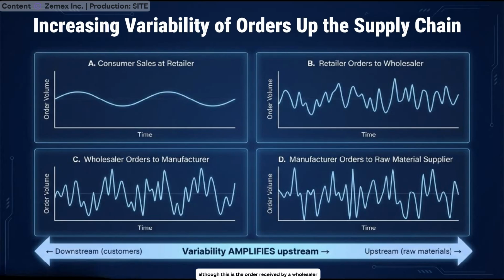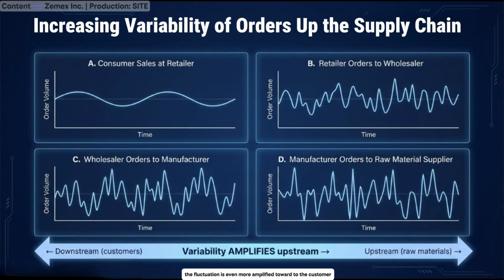This is the order received by a wholesaler from a number of retailers. Because one wholesaler takes care of a number of retailers in general, it is quite different from the actual sales. Each retailer may react differently, but collectively their reaction has a higher level of fluctuation, as you can see. It gets worse as you move to the manufacturer, as you can see from graph C. The amount of orders from wholesalers to the manufacturer shows a higher level of fluctuation. Again, if you see the orders from manufacturers to raw material suppliers, the fluctuation is even more amplified.